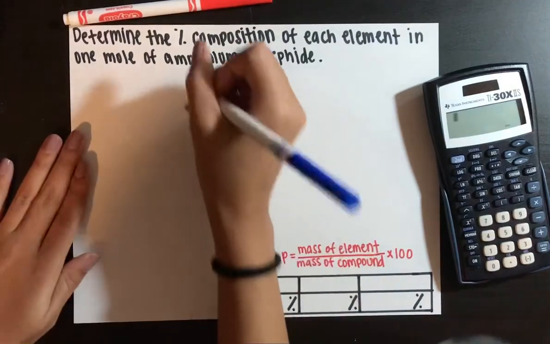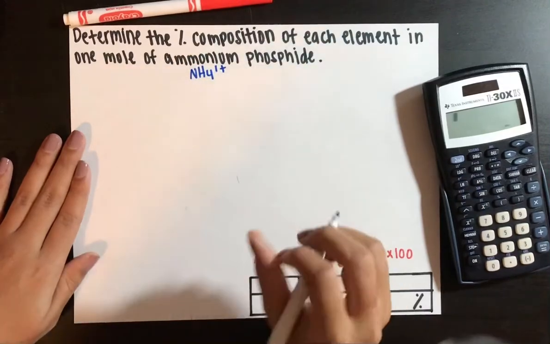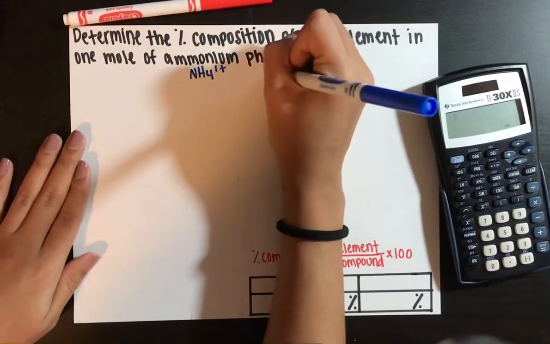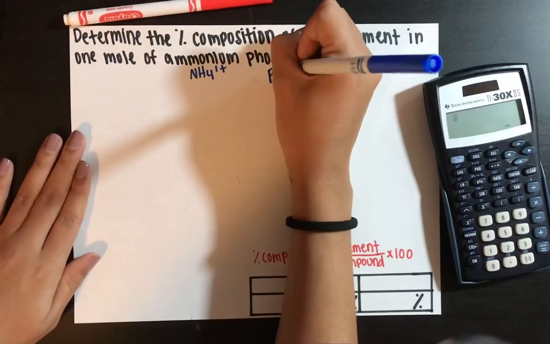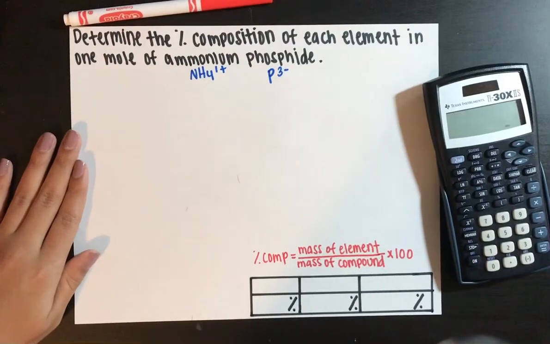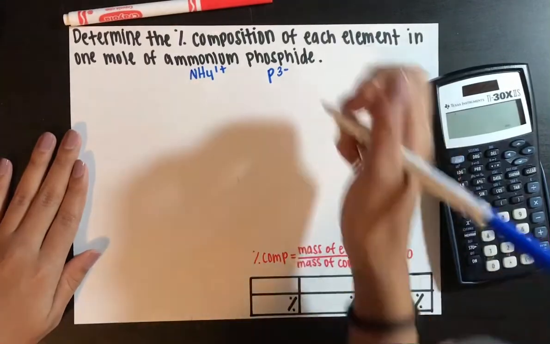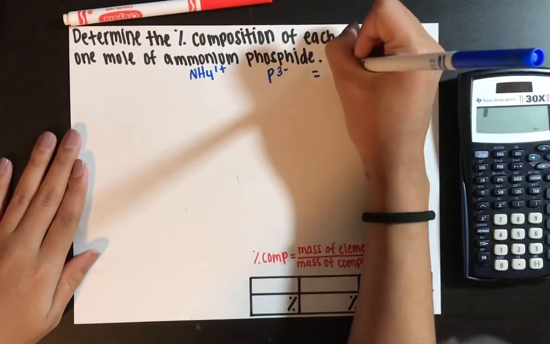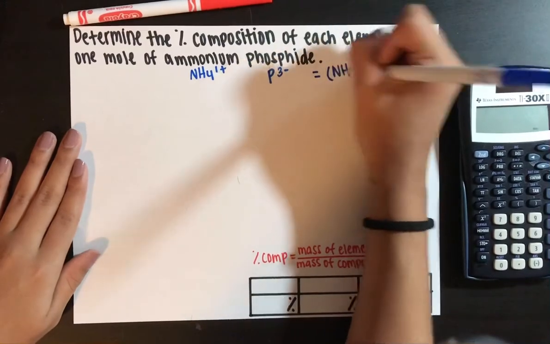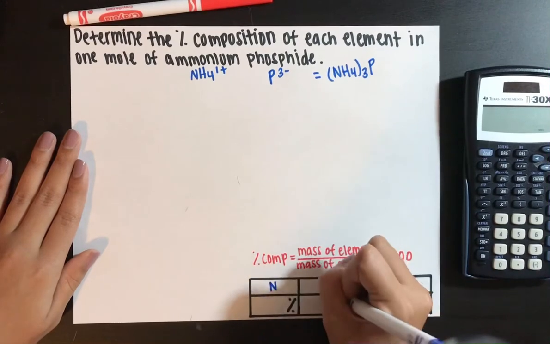So ammonium is NH4 with a charge of 1 plus, and phosphide is phosphorus, which is P, with a charge of 3 minus. Since our charges do not add up to 0, we're going to have to cross our numbers in order to get our compound formula, which is going to equal (NH4)3P. So the elements that we are solving a percent composition for are N, H, and P.